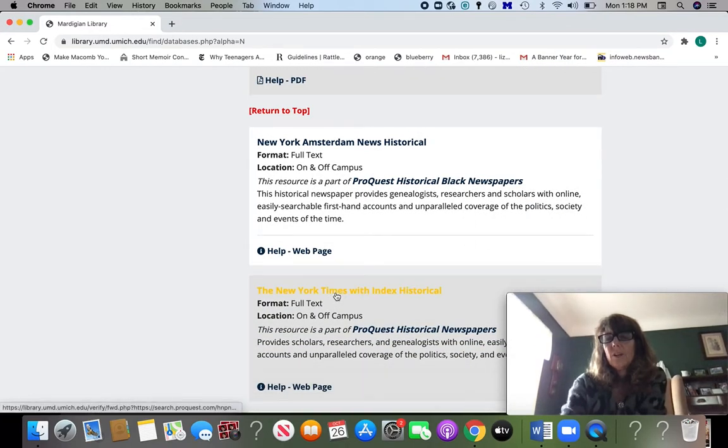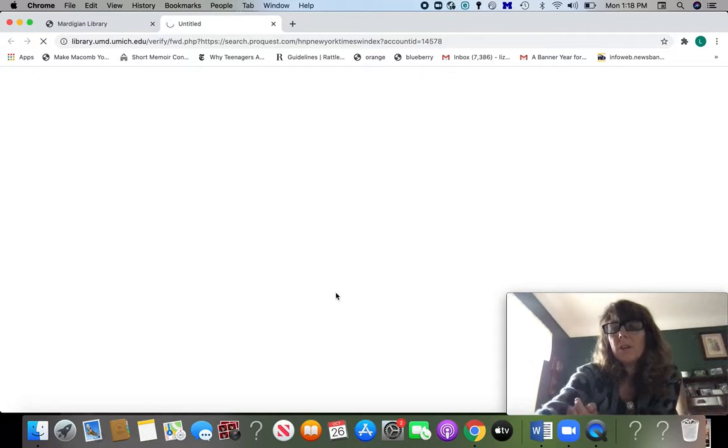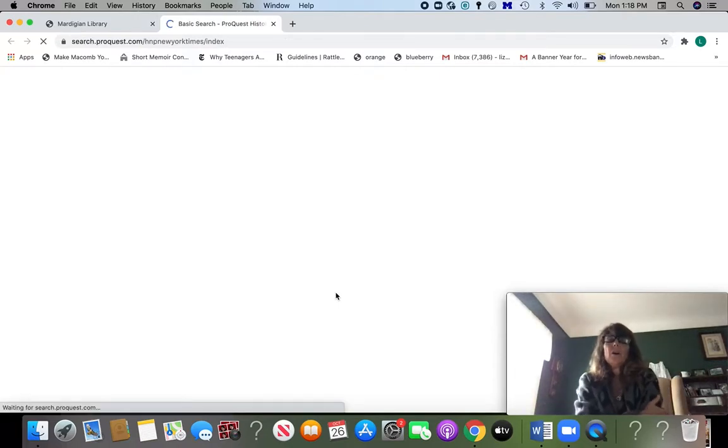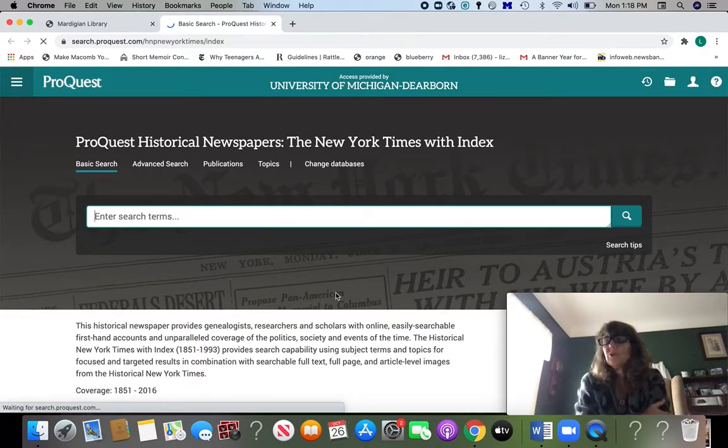So we go to the New York Times Index Historical. What you're going to do is look up newspaper articles about Alice Paul or about the suffragettes, just to enrich your knowledge. Practice doing this exercise, but you can be creative with this.